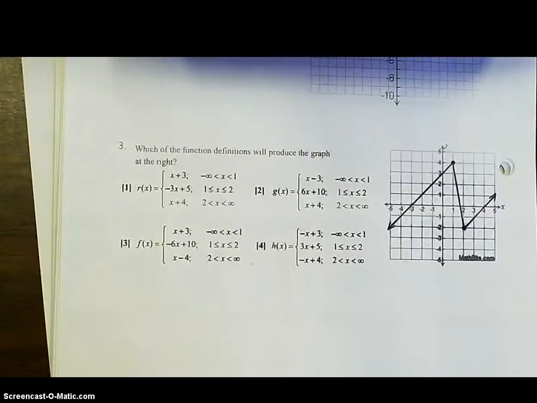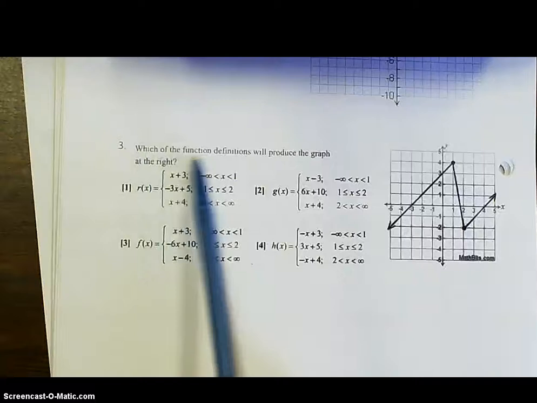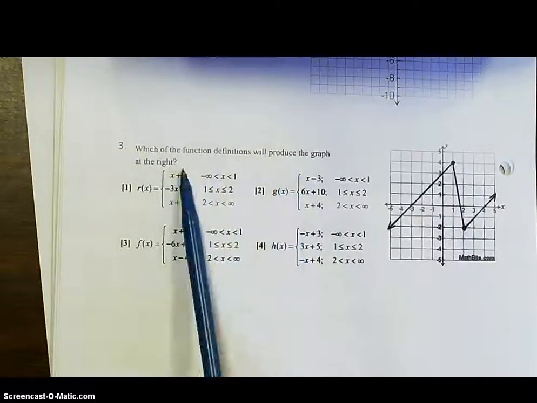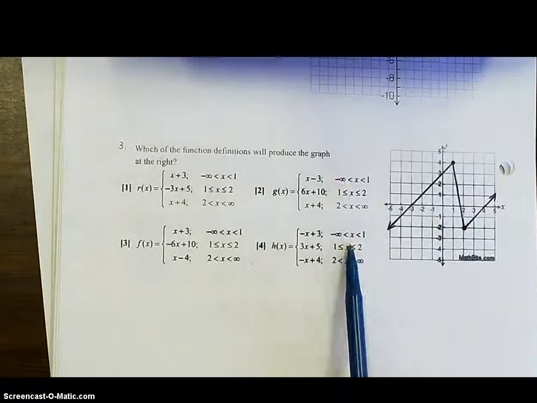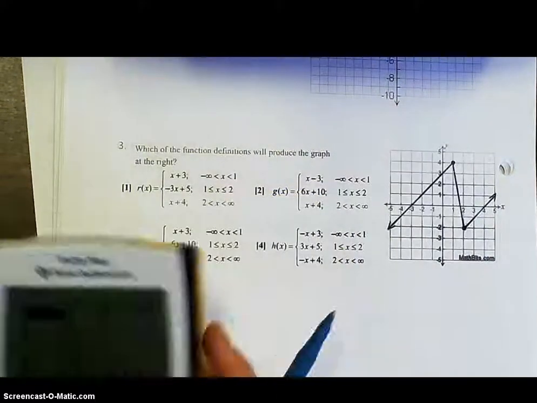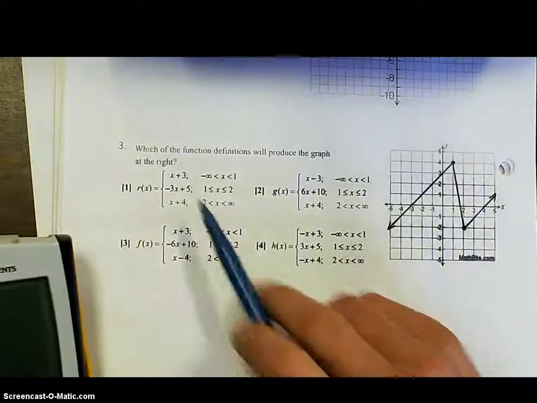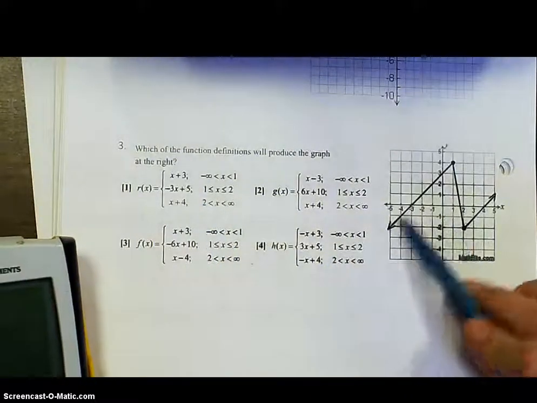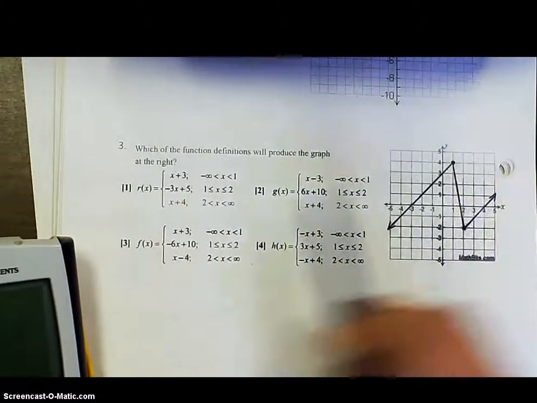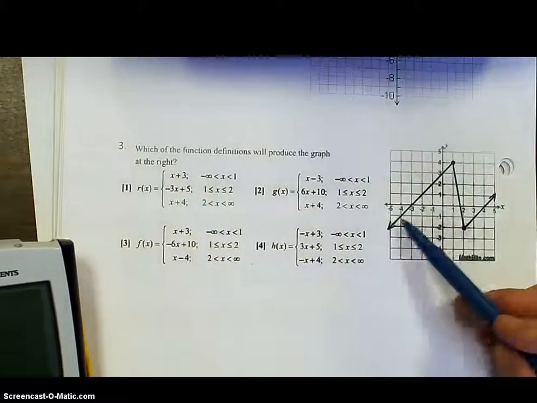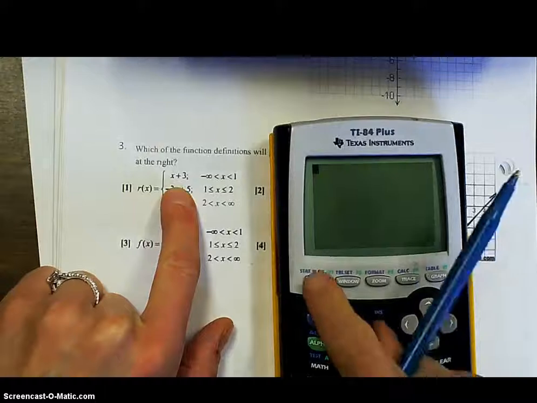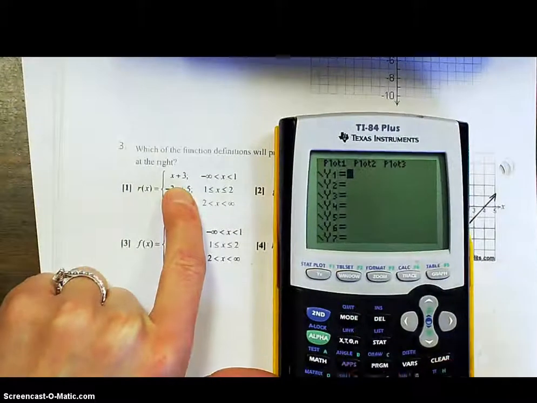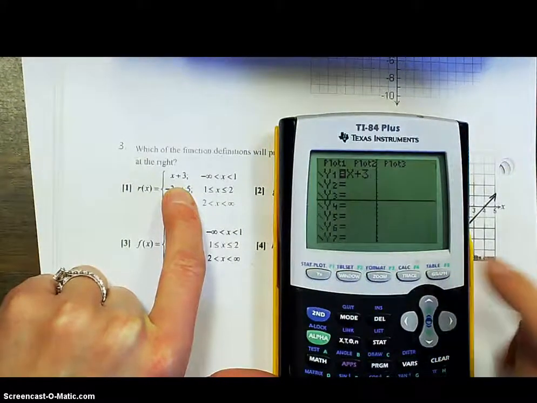Okay, so let's take a look at number 3 now. So for this question, it says, which of the function definitions will produce the graph at the right? So this time we're given the graph, and we have to tell which one it's going to be. All right, so I always like to use my graphing calculator to really help me out with this one. So what I need to do is match the functions to the different pieces. So if I take a look, here's my first function, and there's my first piece. So what I'm going to do is start by plugging in the first piece into the calculator. So let's take a look, x plus 3, and then I hit graph.